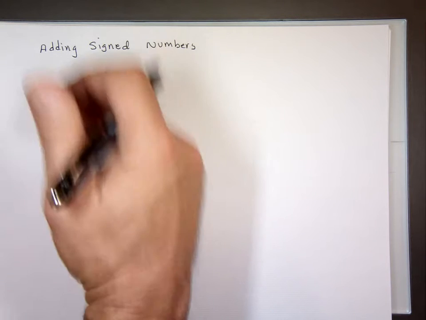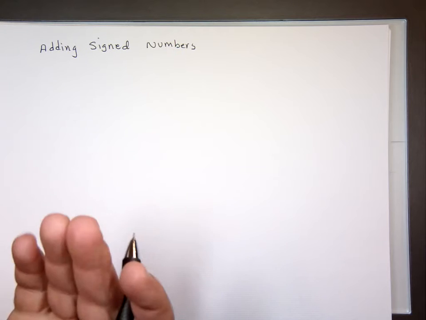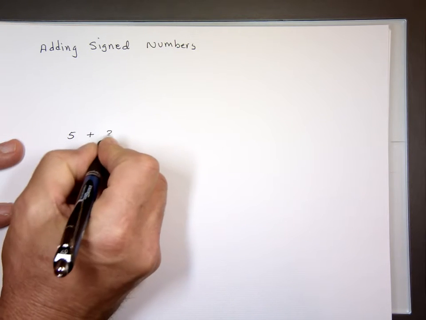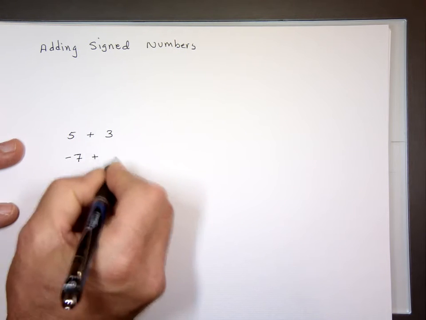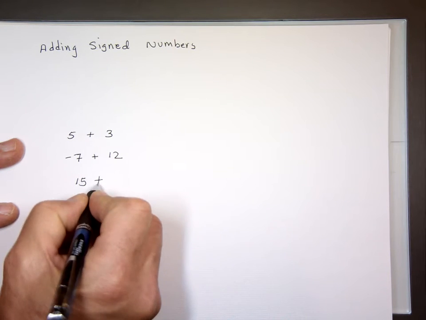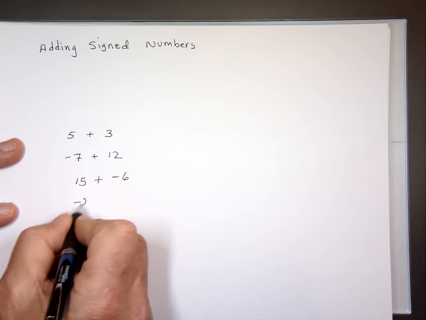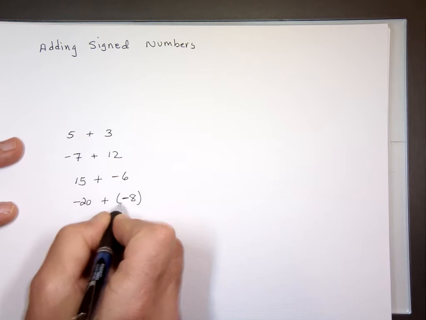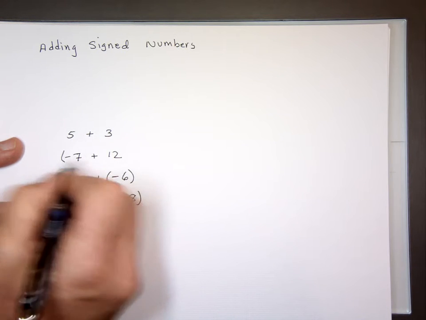I'm going to leave a space here to give you the instruction: how do we add numbers? But basically, what we're talking about is if you were to add 5 plus 3, or negative 7 plus 12, or 15 plus negative 6, negative 20 plus a negative 8. I have a habit of putting negative numbers in parentheses. That's just me.